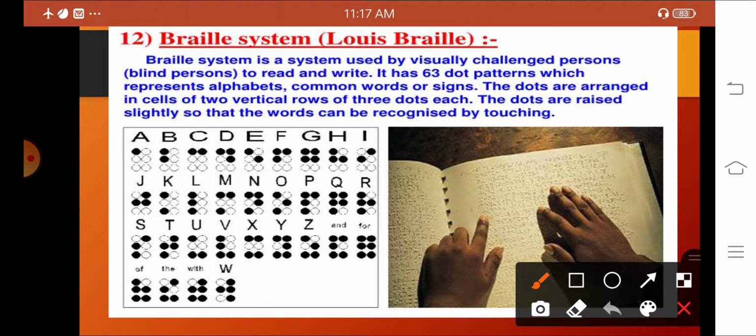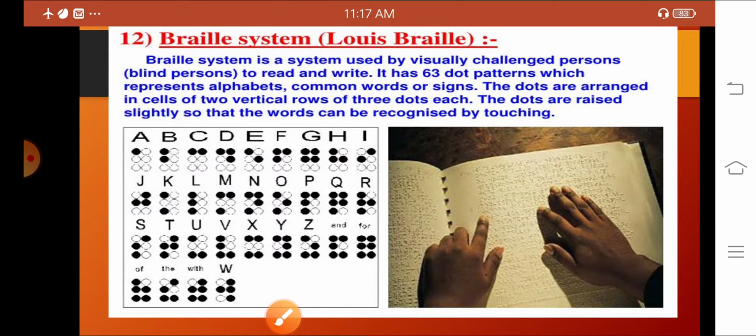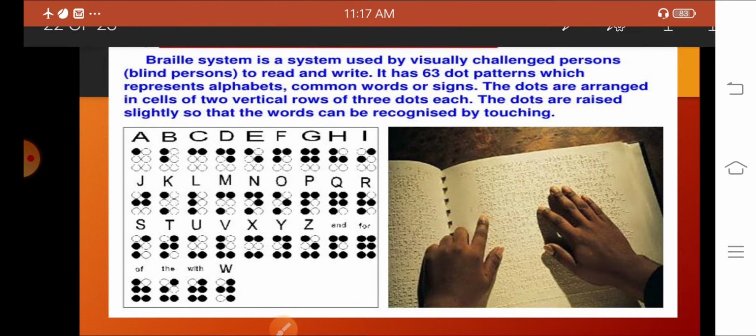See here. So this is the Braille system. A means 1 dot, B means 2 dots, and C means cross dots, then D, E. Every alphabet has a different dot pattern to help blind persons to read and write.